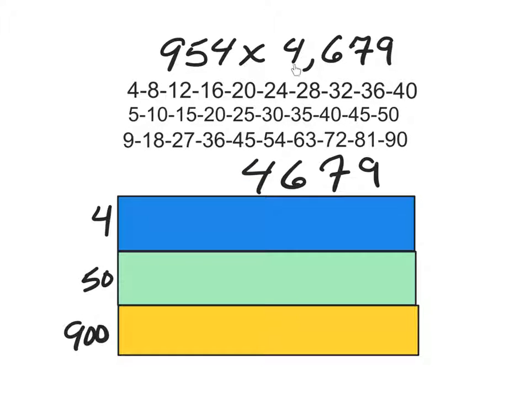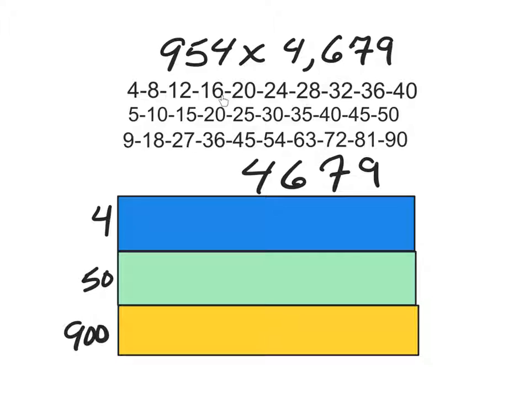954 times 4,679. I wrote my counting by the numbers for my 9s, 5s, and 4s. Then I took the 4,679 and plugged it in on top of my 3 area boxes right here. And now I broke the 954 into 900 plus 50 plus 4. Let's rock and roll. 4 times 9.